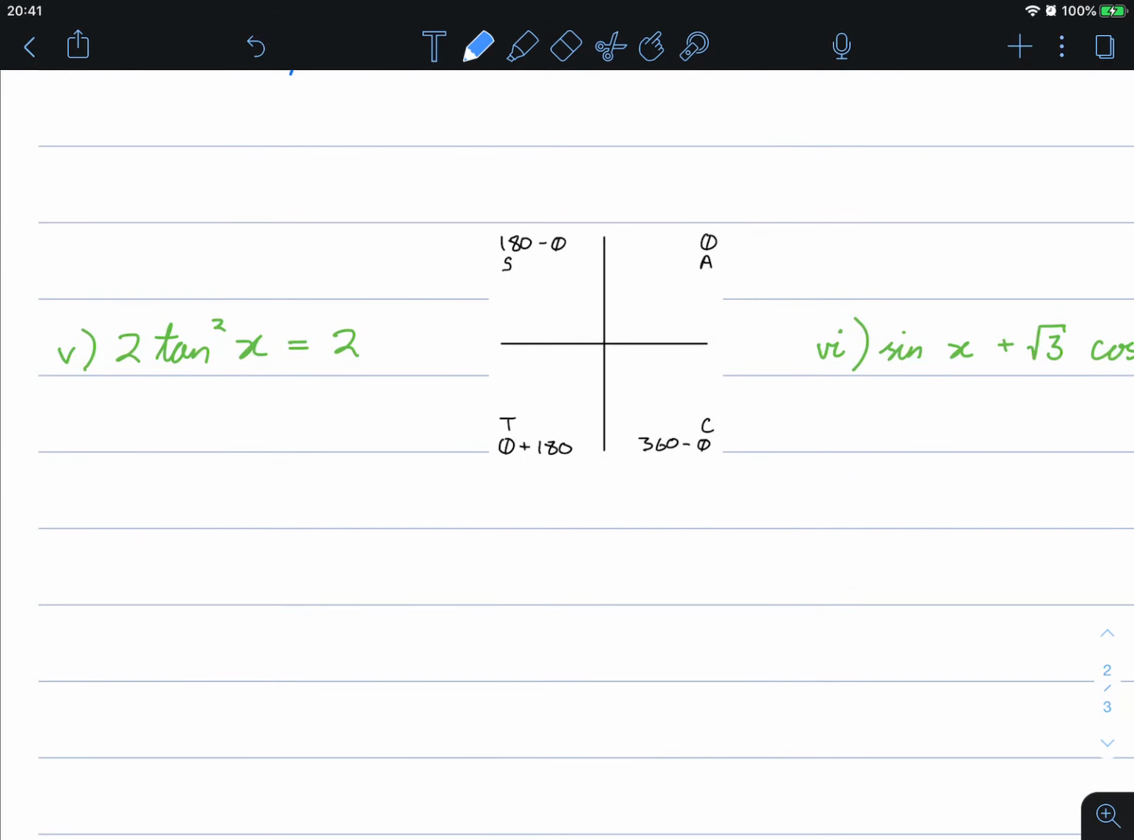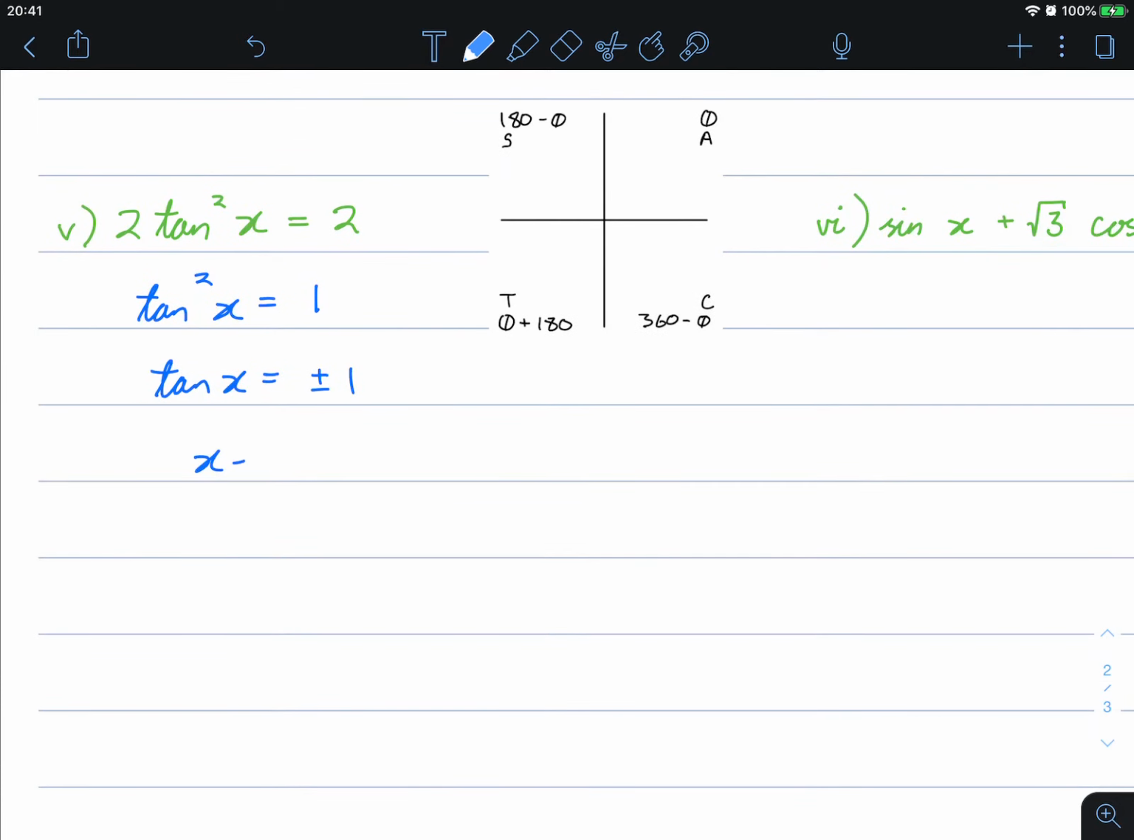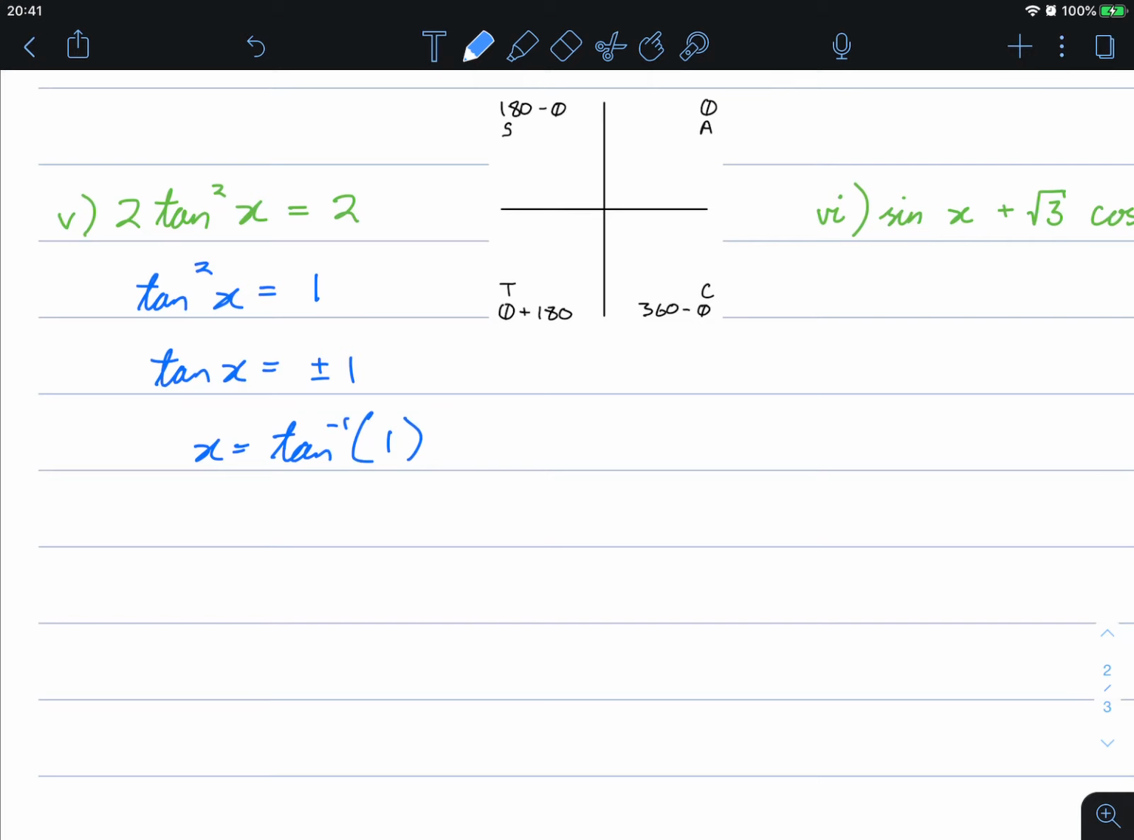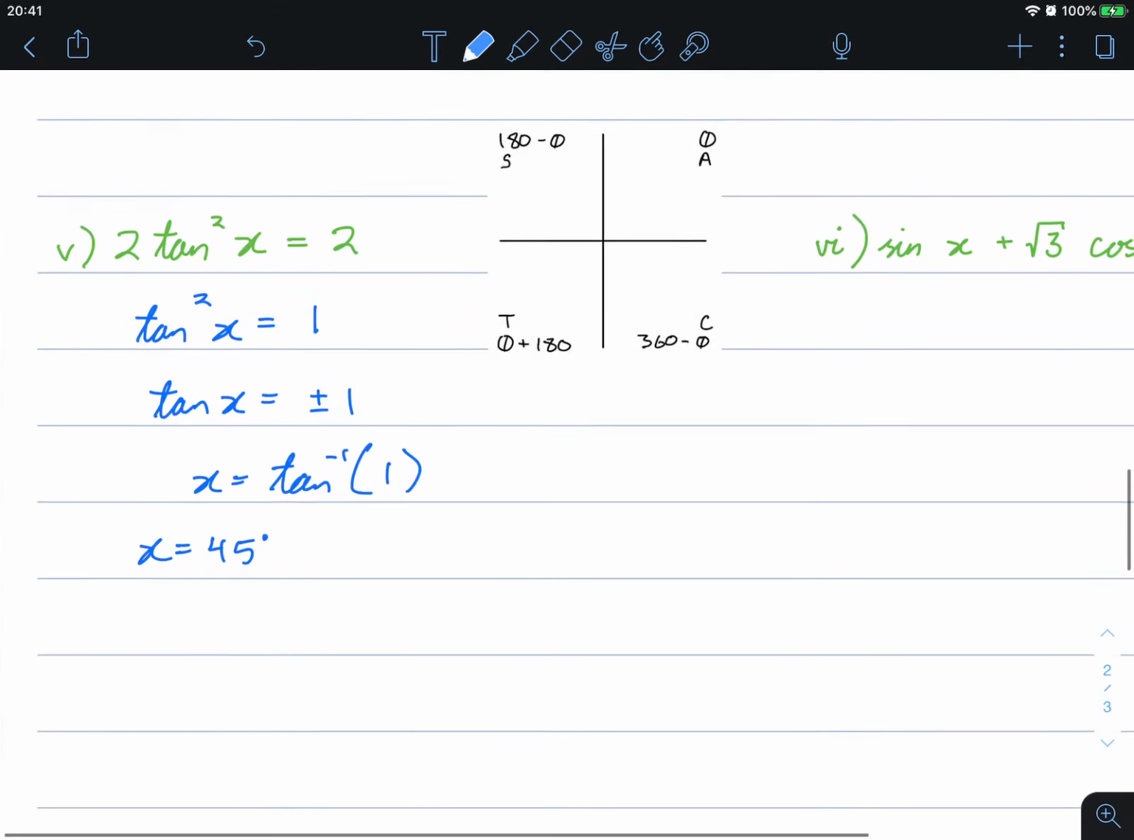2 tan squared x equals 2. Let's eliminate this 2 first by dividing by 2 on both sides, giving us tan squared x equals 1. Taking the square roots of both sides, leaving us with tan x equals plus or minus 1. And now we're going to take the inverse of only the first quadrant, tan inverse of 1. Well, x is equal to, I know this one to be 45.